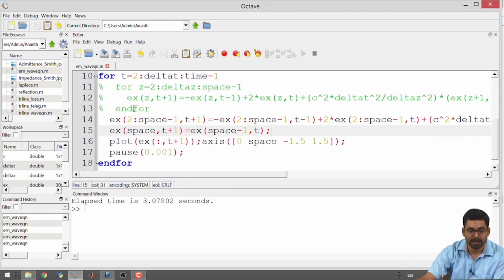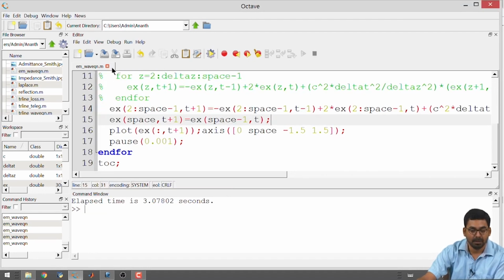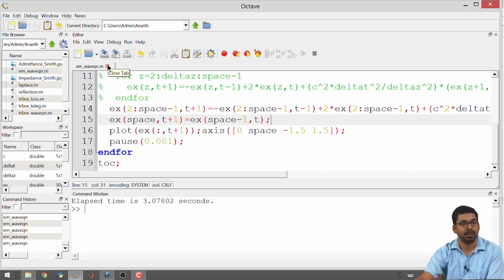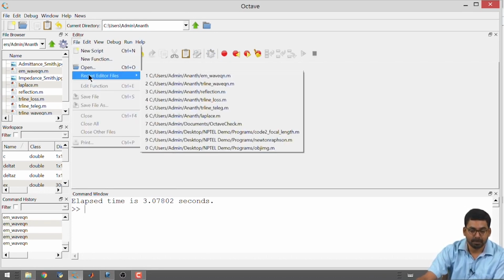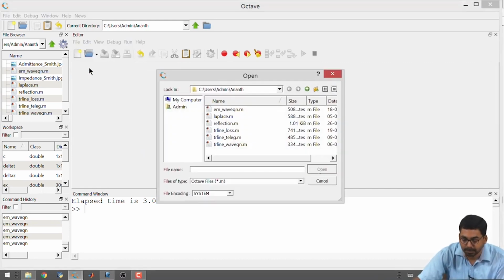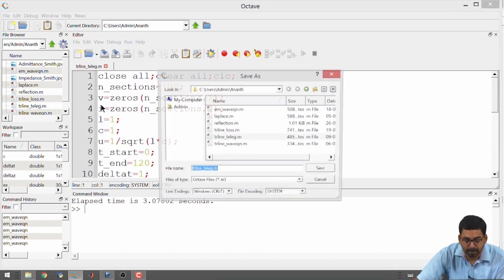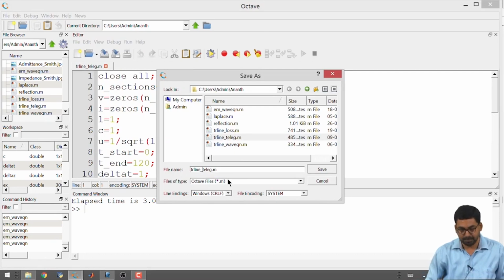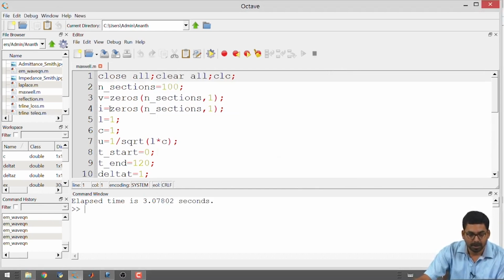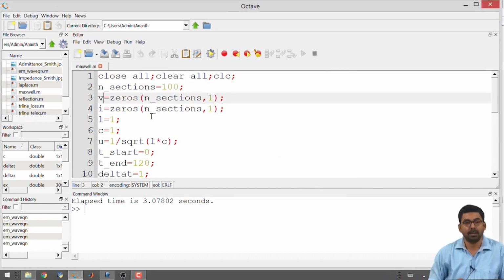So, this is the first change, a couple of changes that we have made to our program. Now, we will open our other program, which is not solving the wave equation, but actually the telegrapher's equation, and then we will update it to a Maxwell solver. So, I will make a copy of this. And I will change some variables consistent with the lecture.